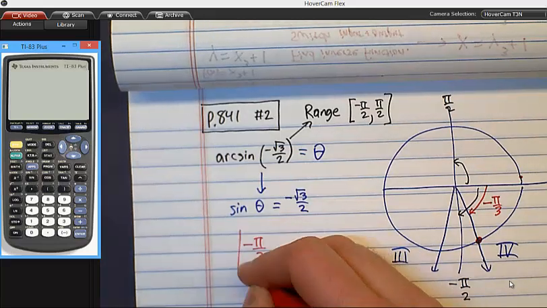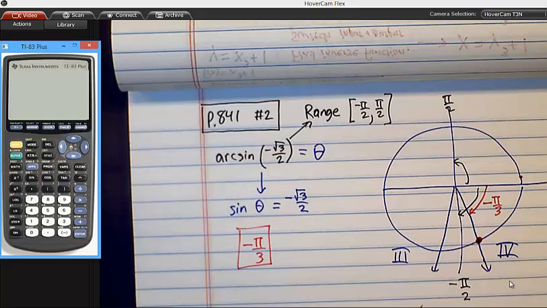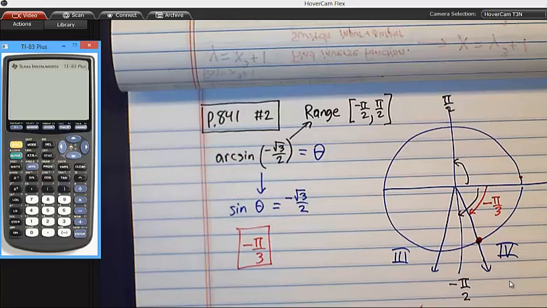If you put 5 pi over 3, I totally understand why you put it. But what we have to do is learn the ranges of these 6 inverse trig functions. Okay? And I've only given you one of them so far. So I should really do an inverse cosine.